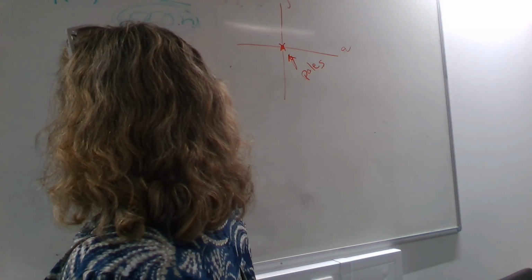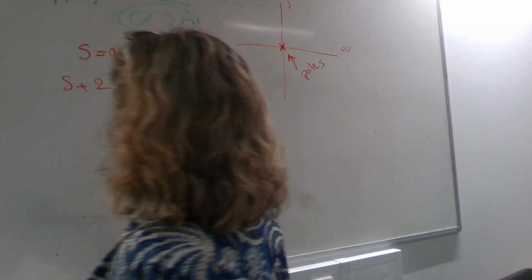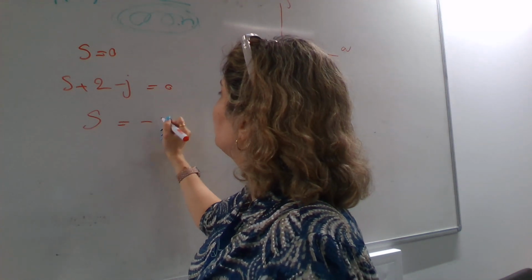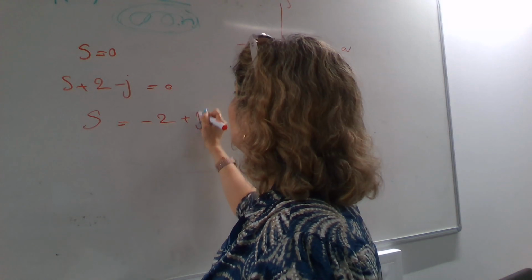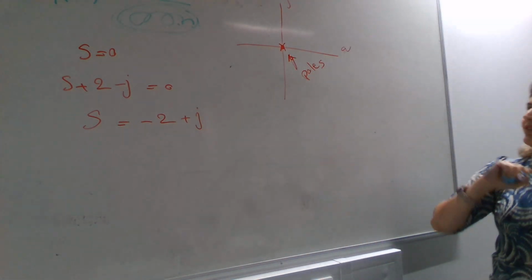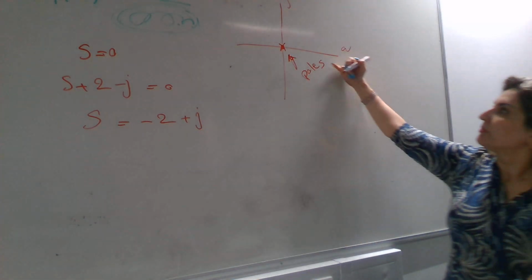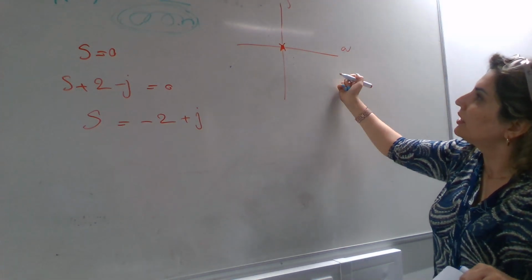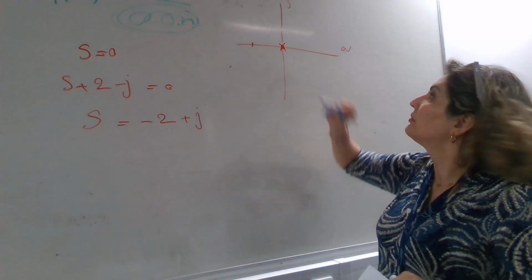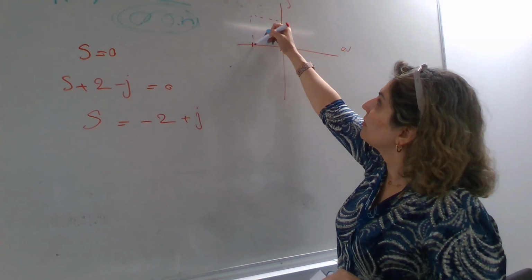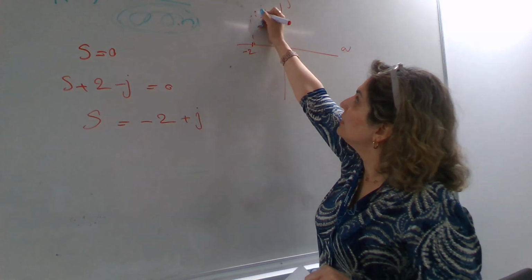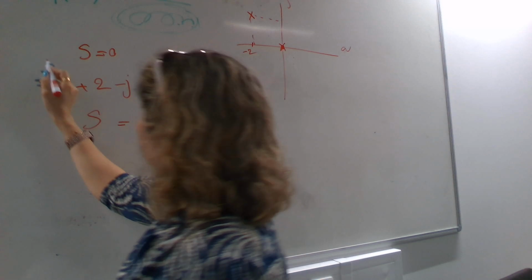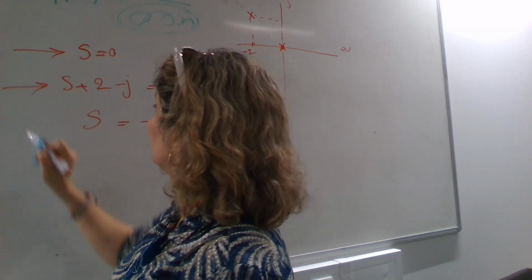s plus 2 minus j is 0. That makes s equal to minus 2 plus j. Where on the board is that? Minus 2 plus j. Yeah, if that is minus 2, that will be my second pole.